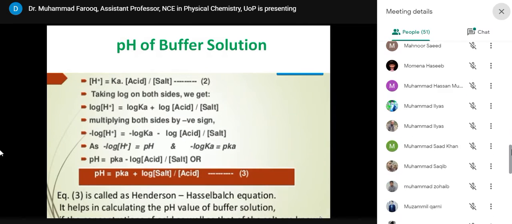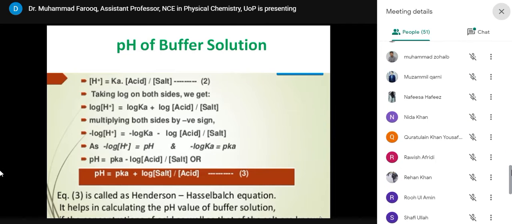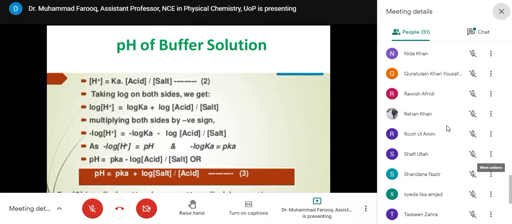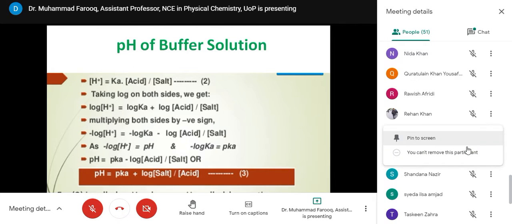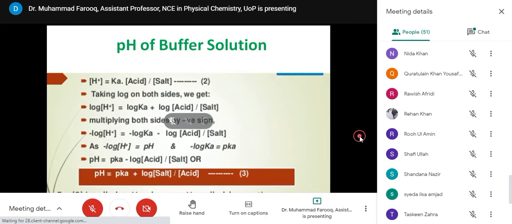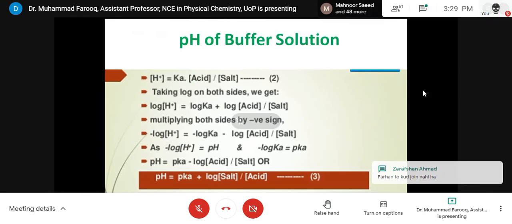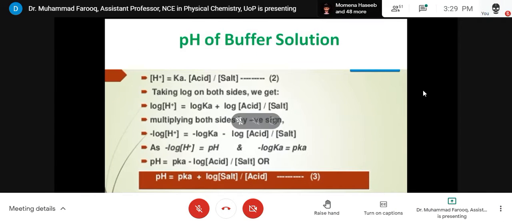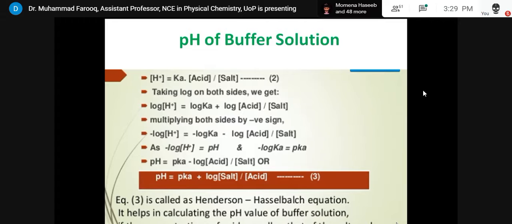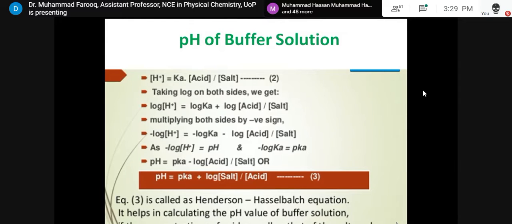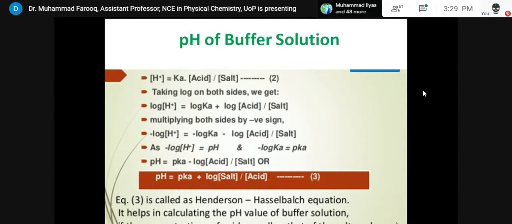Now I can write acid divided by salt, taking the log on both sides. Log of H positive is equal to log of Ka plus log of acid over salt. Now, multiplying both sides by a negative sign, only the sign will change. Minus log of H positive is equal to minus log of Ka minus log of acid divided by salt. Already you know that negative log of hydrogen ion is what we call pH.